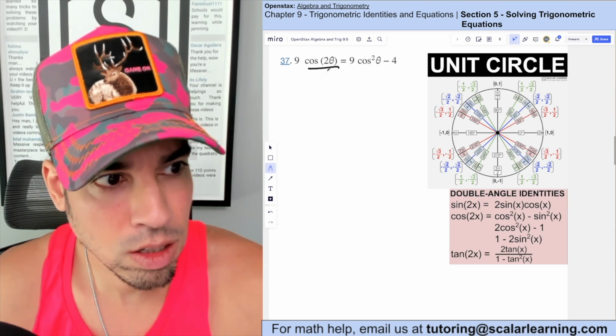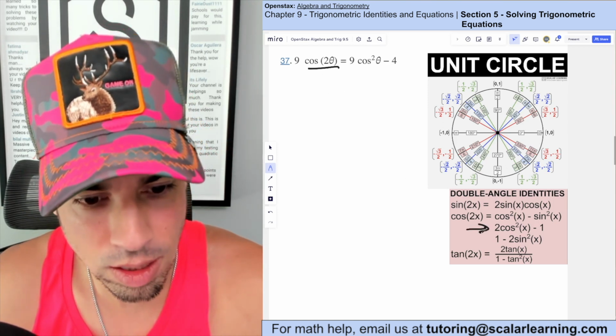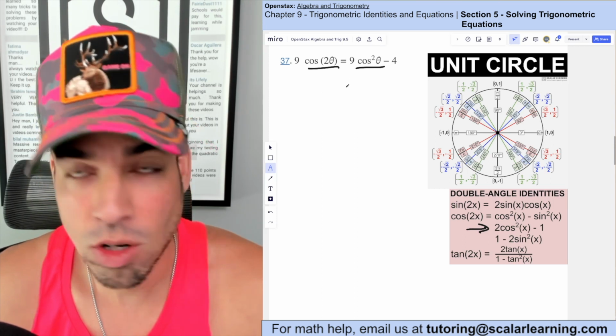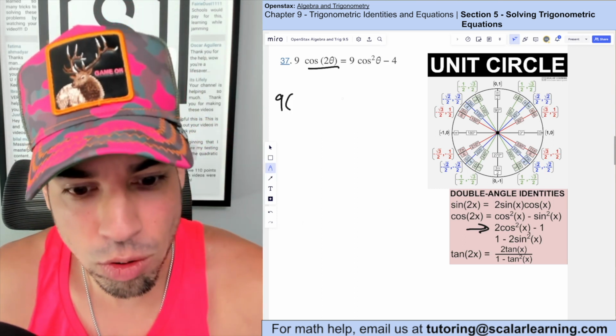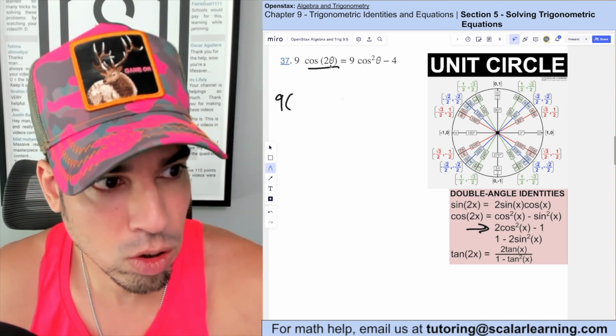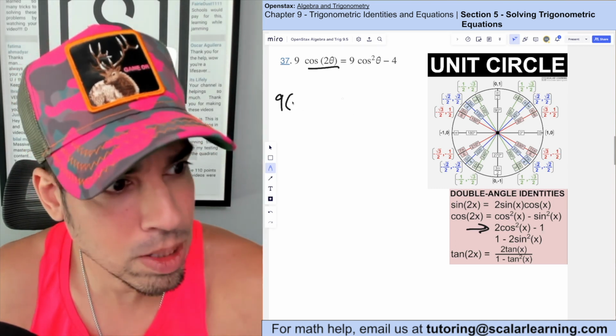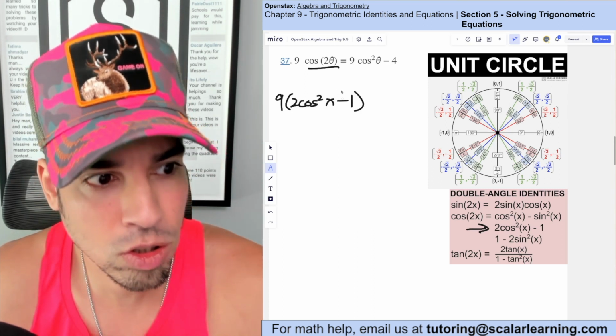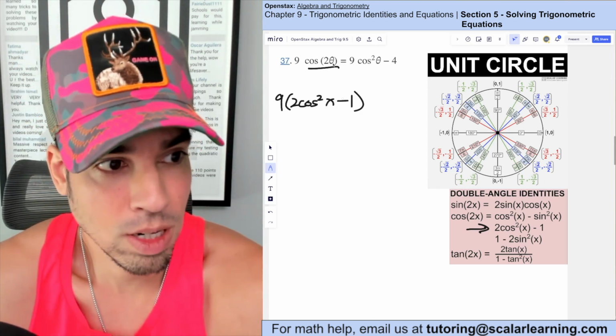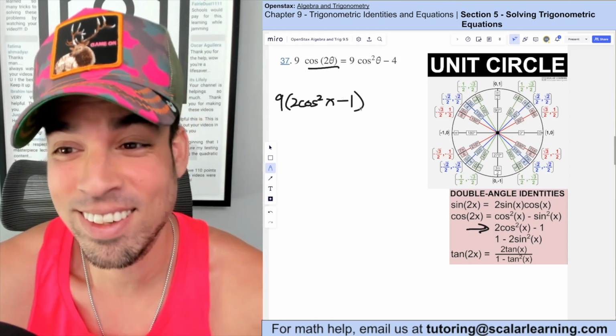For this one, I'm going to start by using a double angle identity. And since I see cosine of 2 theta, I'm thinking of using this one because it only has cosine on the other side, so that's going to make it as easy as possible. So now I'm substituting 2 cosine squared x minus 1 in for cosine of 2 theta. And by the way, I'm going to use x because I just think it's easier to write x. Just know that it's just a variable. It's the same thing as theta. I just don't like to write theta.